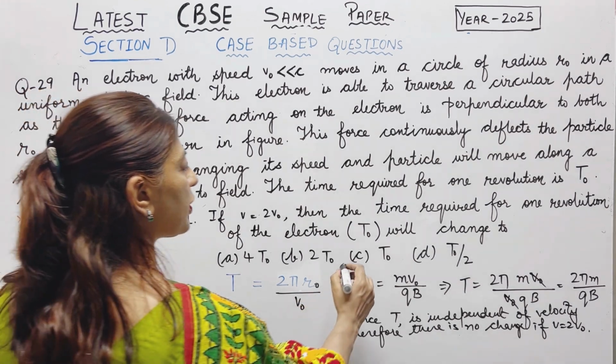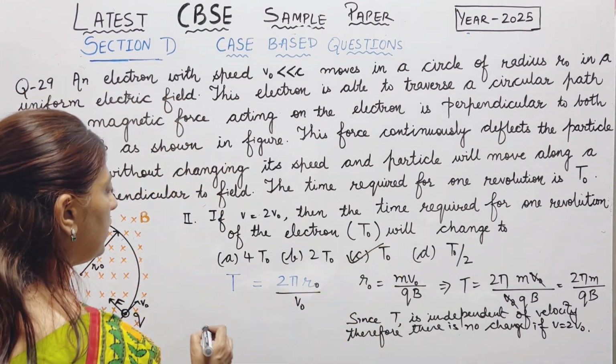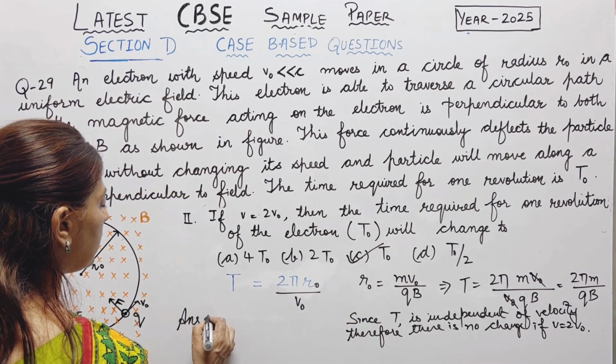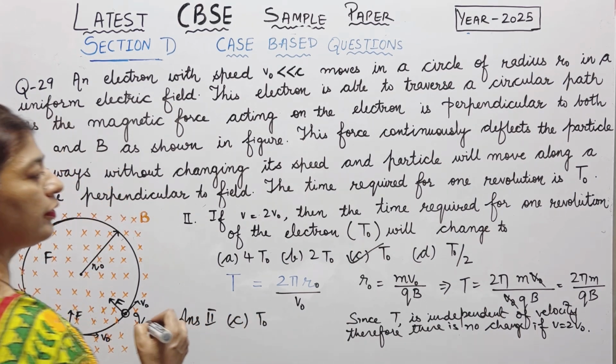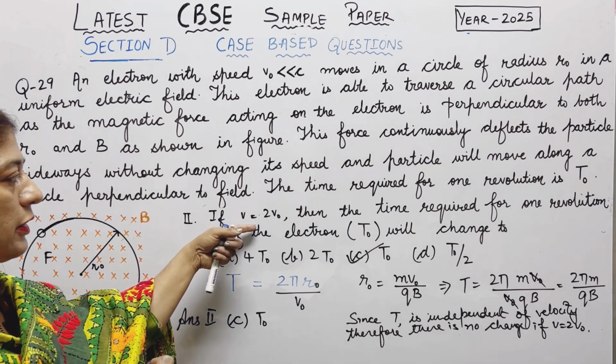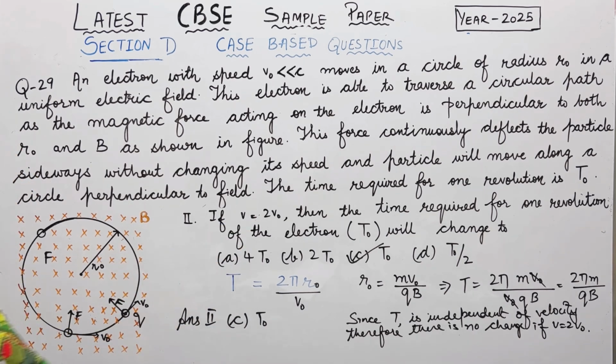So option C is the correct one. The answer for the second part is C, T naught. The time period remains unchanged on increasing the velocity 2 times.